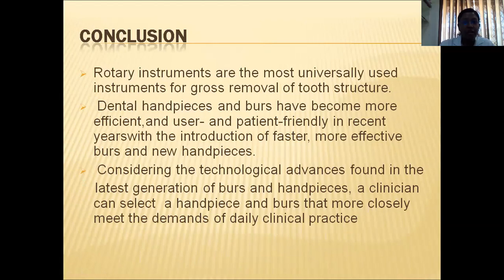Hereby, I conclude by saying that rotary instruments are most universally used for gross removal of tooth structure. There is continuous evolution of handpieces and dental burrs, and they have become more efficient, more user- and patient-friendly with the introduction of faster and more effective new burrs and handpieces. Considering the technological advances and the latest generation of burrs and handpieces, the clinician can select whichever type of handpiece and burr is best suited for the particular clinical treatment that needs to be performed in day-to-day clinical practice.